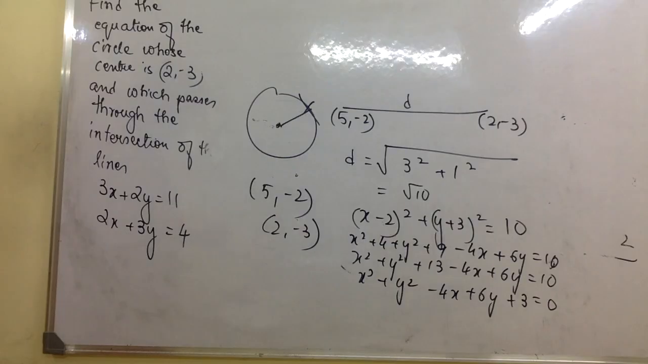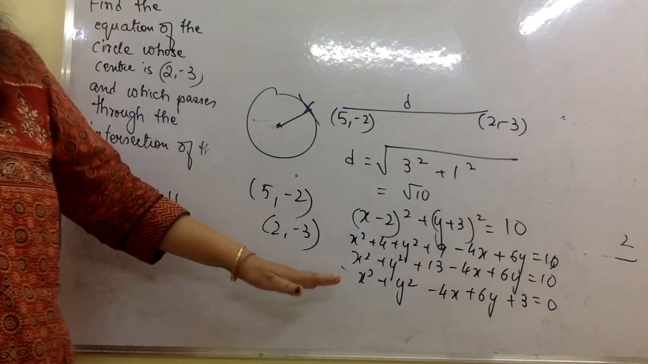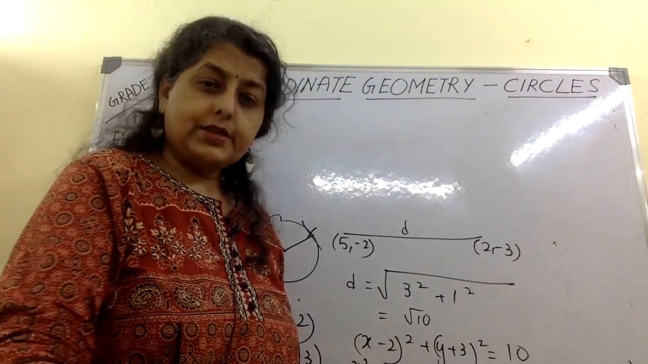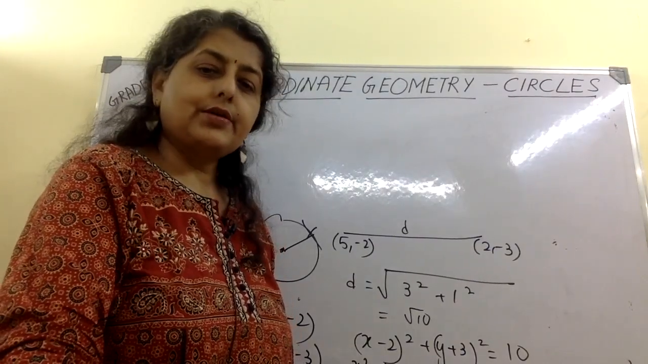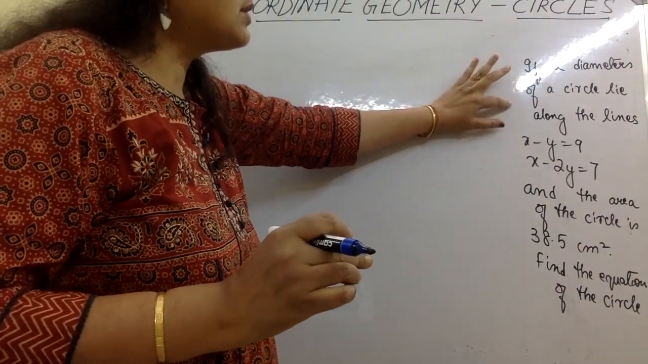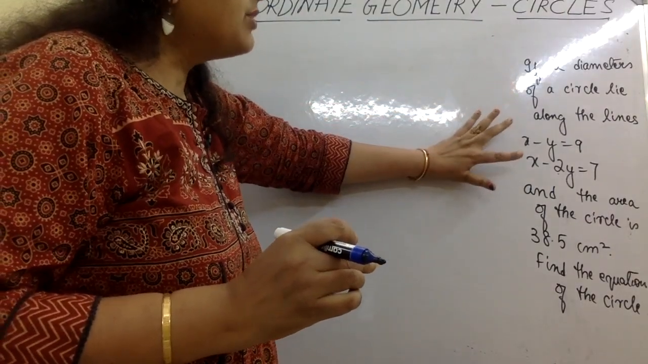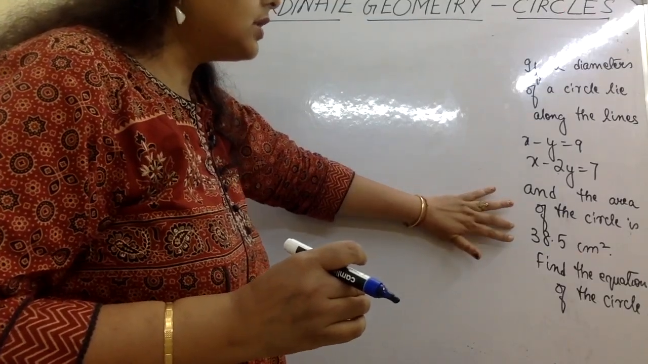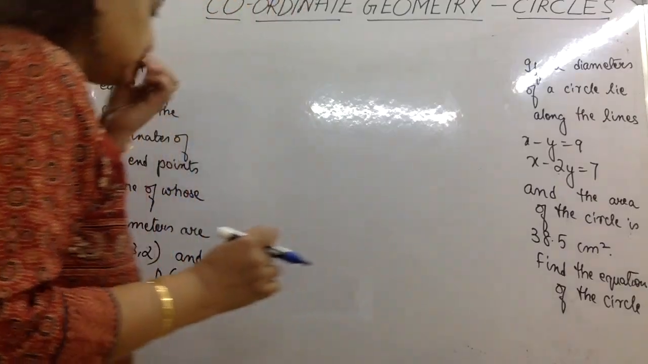Okay. So this is the final equation. Let us quickly see a few more types of sums. Let us read this question. If two diameters of a circle lie along the lines, these are the equations of the two diameters, and the area of the circle is given, find the equation of the circle.